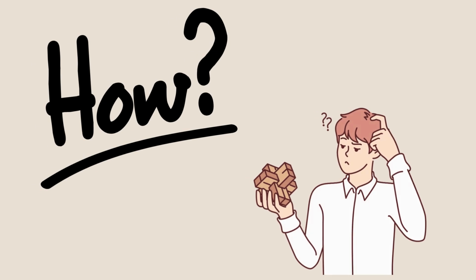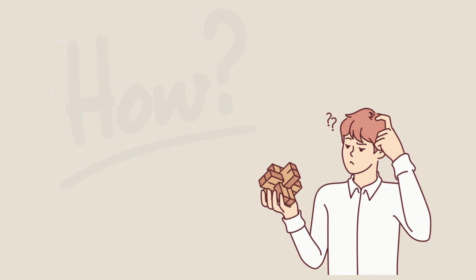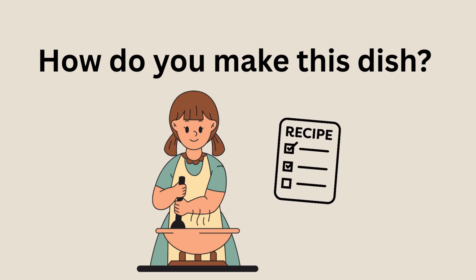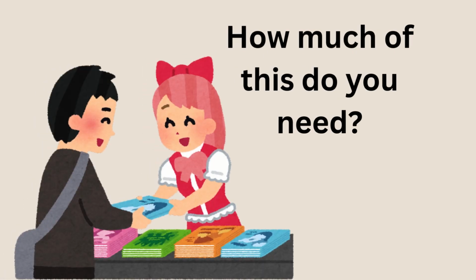How? This word is used to ask about the manner, quality, or quantity of something. It's especially helpful when you want to understand how something is done, the quality of something, or the amount of something. For example, if you're curious about how something is done, you might ask, "How do you make this dish?" If you want to know about the quantity of something, you could ask, "How much of this do you need?"